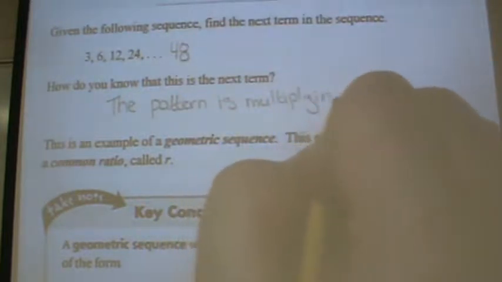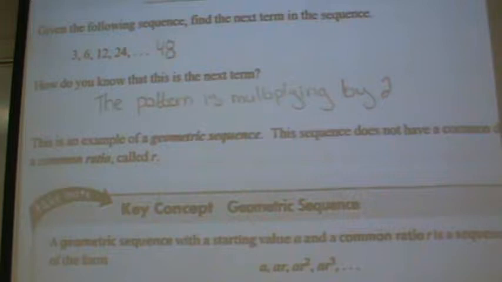The pattern is multiplying by 2. How did we find that 2? Just the pattern. So you just saw the pattern. Is there an actual way that we could find that 2, without a formula? This is one of the most important things about this section, being able to find that pattern and how you found it.